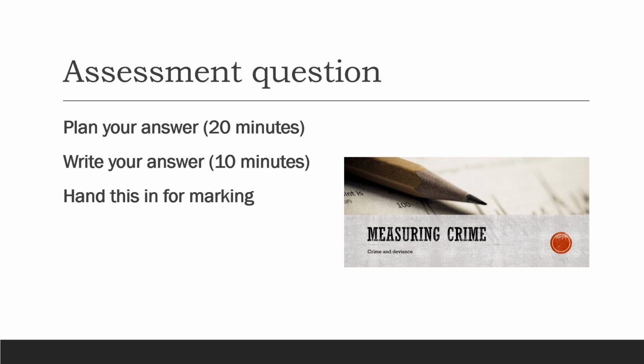So for this lesson you're going to need your measuring crime and deviance booklets. You're going to spend 20 minutes planning an answer, so going through your notes, going through summaries, going through the fact sheets that you've done, and drawing that together into a very detailed plan for an essay. You're then going to spend 10 minutes writing an actual answer, so this is going to be submitted on Teams.